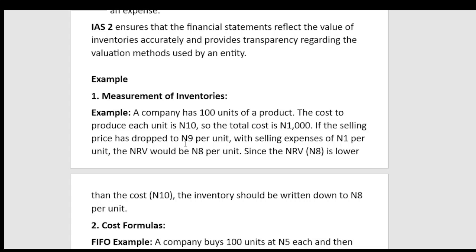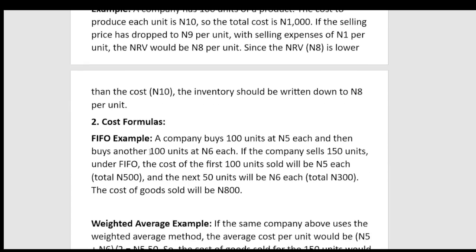The cost was 10 naira, but now, after one or two things that happened in the market, the price of the inventory was brought down and it becomes 8 naira. Now IAS 2 says that you should recognize 8 naira as the cost of the inventory and not 10 naira. Now let's look at the cost formula.